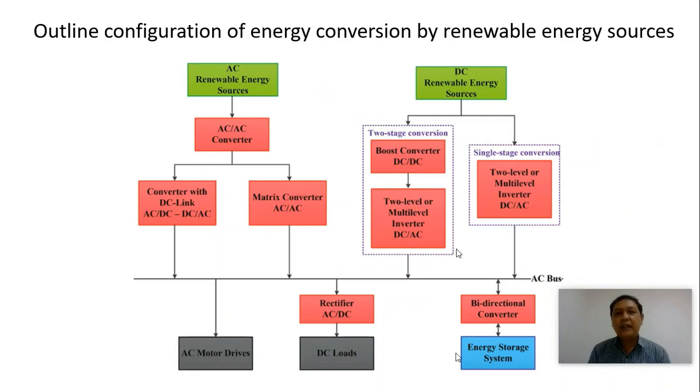Outline configuration of energy conversion by renewable energy source. We will start from AC renewable energy source. Then go to AC converter, DC link, and then to AC motor drives. Rectified AC or DC, and then DC loads. And another one, DC renewable energy source.